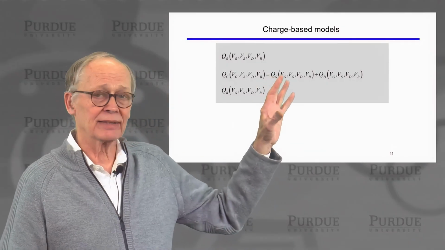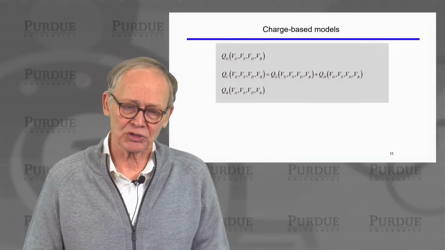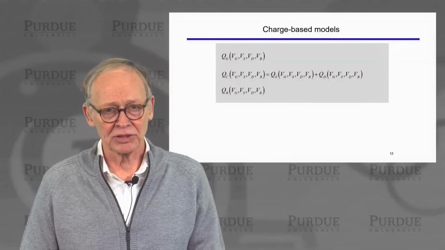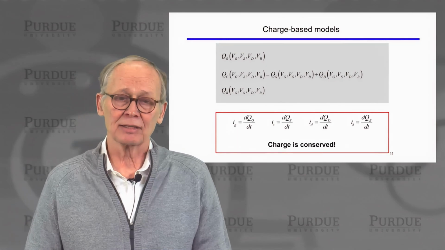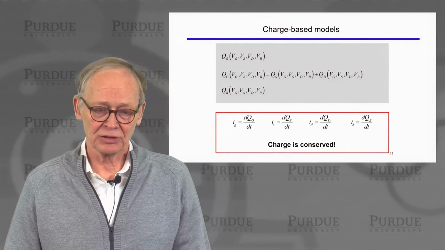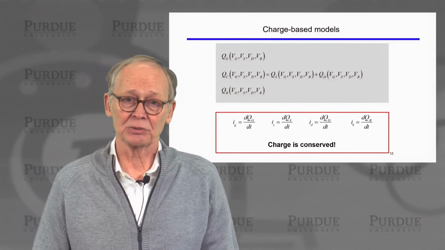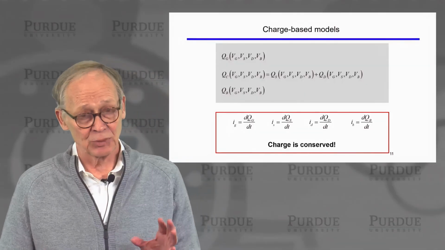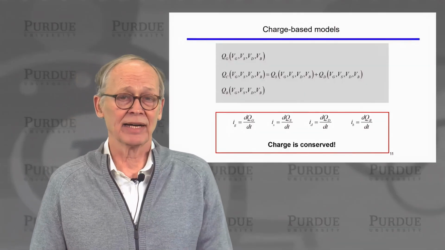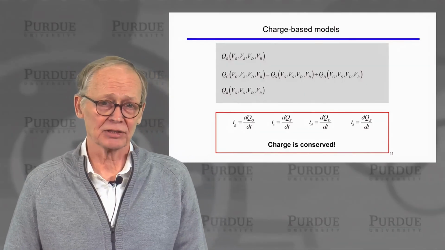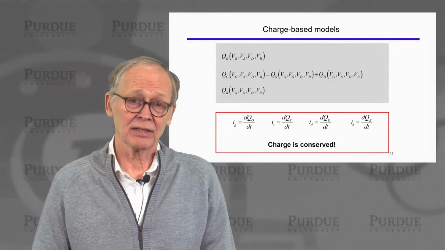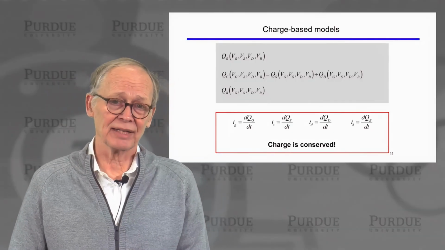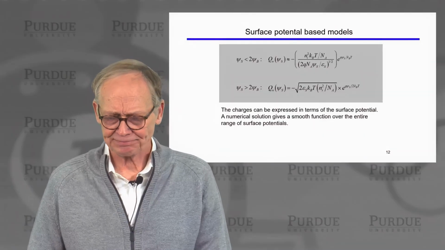And we can formulate in a physics-based way how those mobile charges depend on all of the voltages applied to the terminals of the transistor. And then we can compute the transient currents by differentiating those charges with respect to time. And if we do it that way, we can find that it's straightforward to conserve charge. So I believe all models today are done in this charge-based way, not by using capacitors.